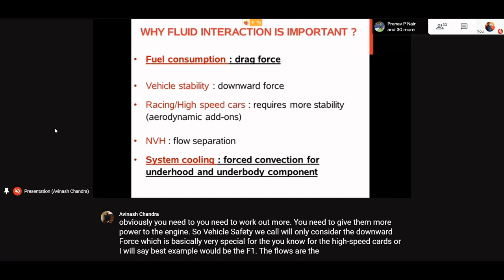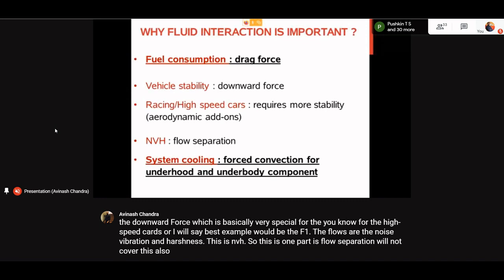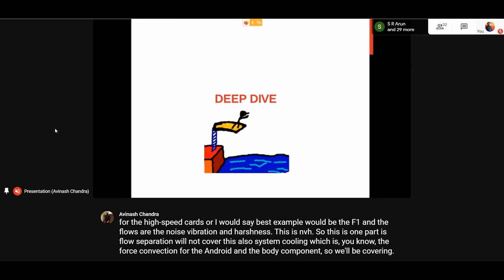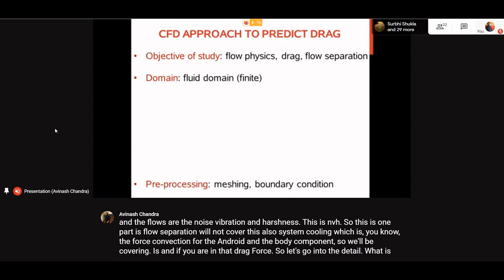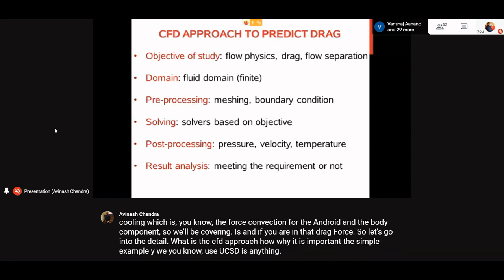which is basically very special for the high speed cars, or I would say the best example would be the F1. The noise, vibration and harshness is engaged. So this is one part, flow separation. We'll not cover this also. System cooling, which is the forced convection for the underhood and underbody components. So we'll be covering this, and the drag force. So let's go into the detail.